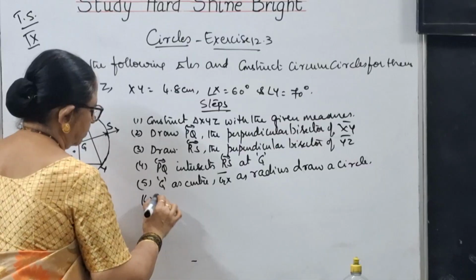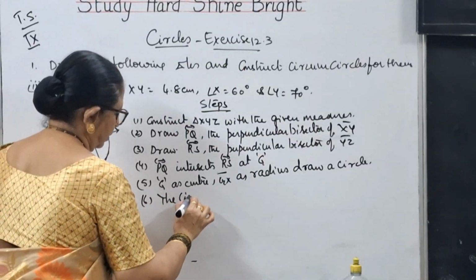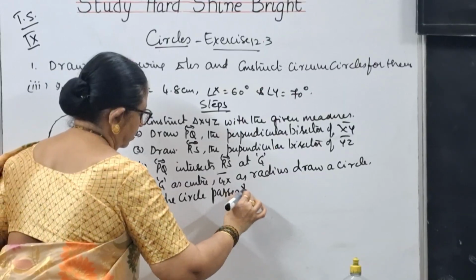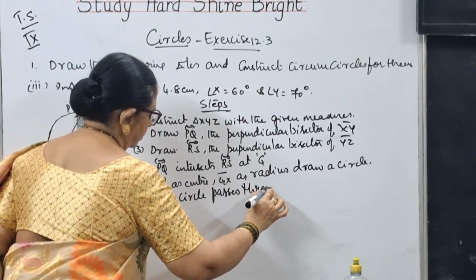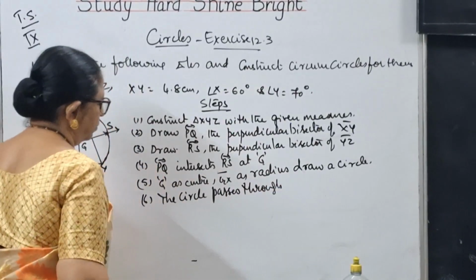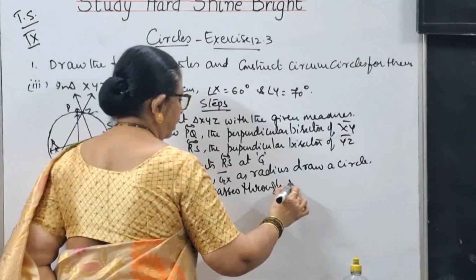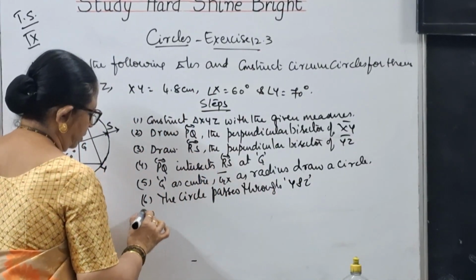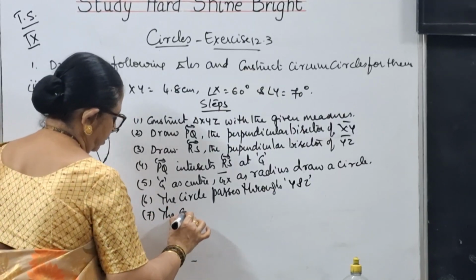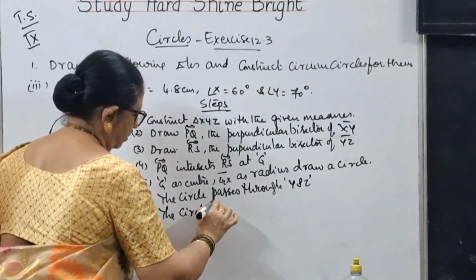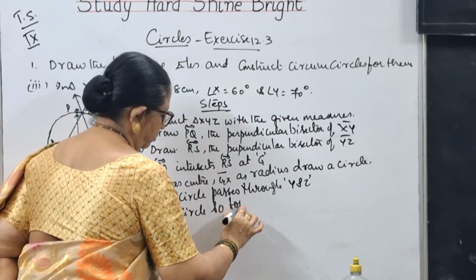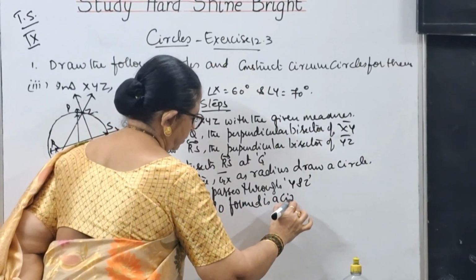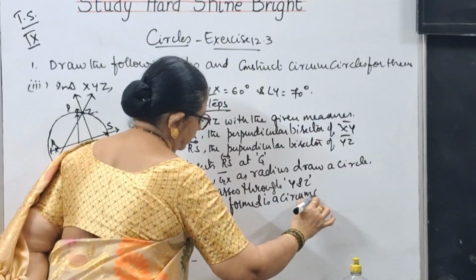Sixth one, the circle passes through Y and Z. Seventh point, the circle so formed is a circumcircle.